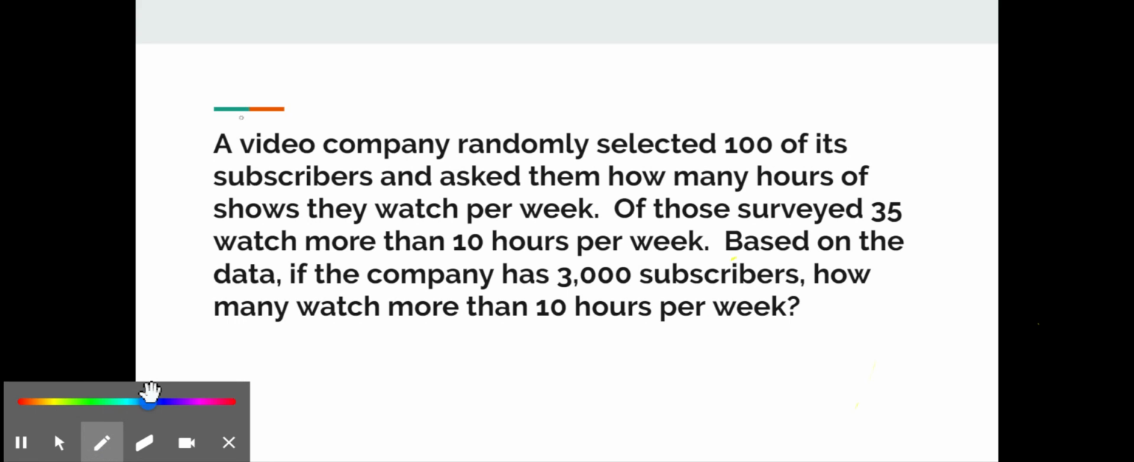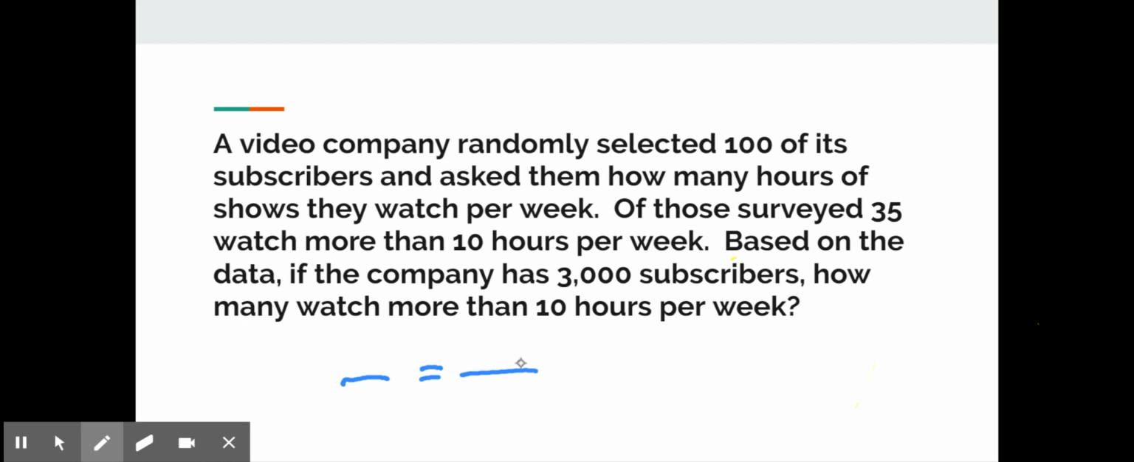So now we're going to set up our proportion. We've got a fraction equal to a fraction. Again, our first fraction is going to represent our sample. So we selected 100 of its subscribers and asked them how many shows they watch per week, and so our entire sample is 100. Of those surveyed, so out of the 100, 35 watch more than 10 hours per week. So we've got 35 out of 100.